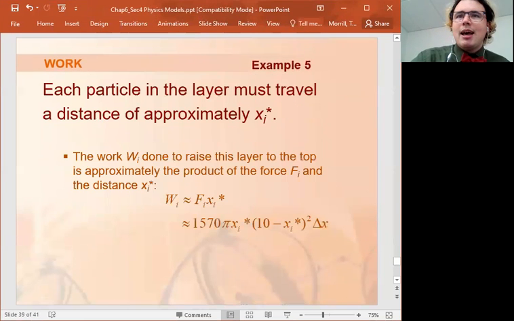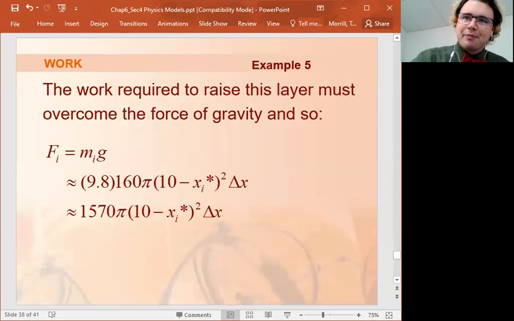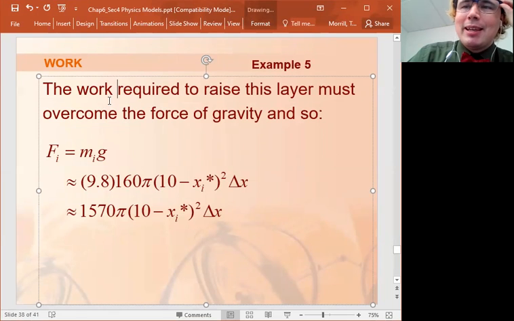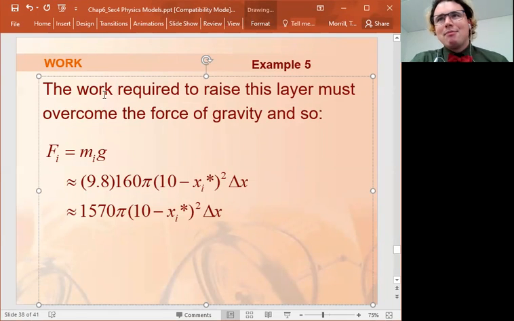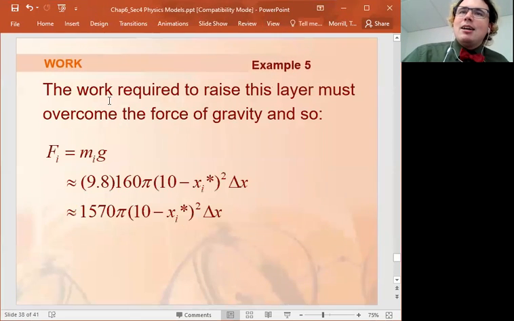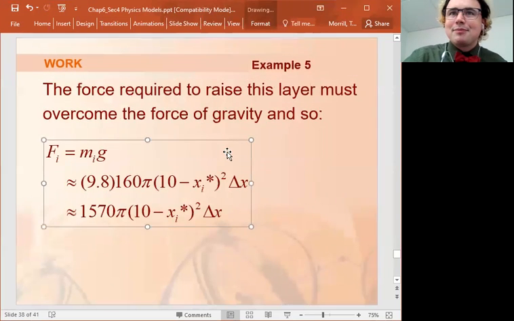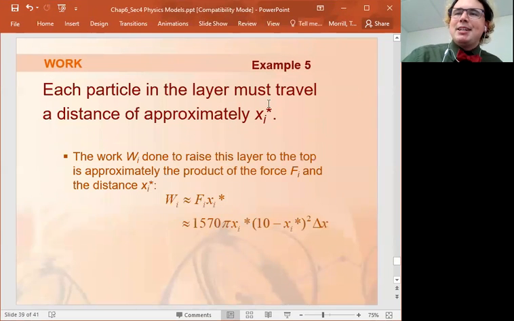We're going to add them all up. Oh, I see. Yes, this is my mistake for working off somebody else's slides. That is the amount of force, excuse me. But then each layer has to move exactly x coordinates, so we're going to multiply by an additional x there. Okay, well that was a lot, but we've got a formula now for the amount of work we're going to do.